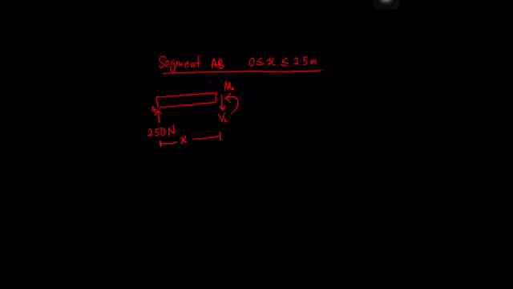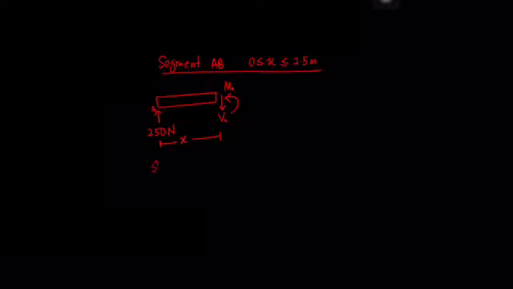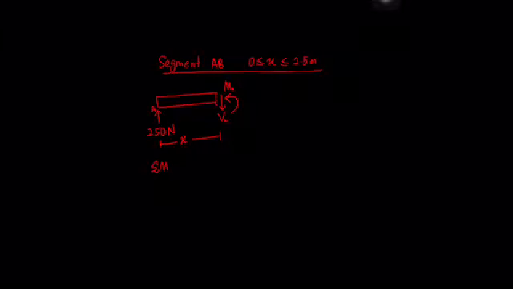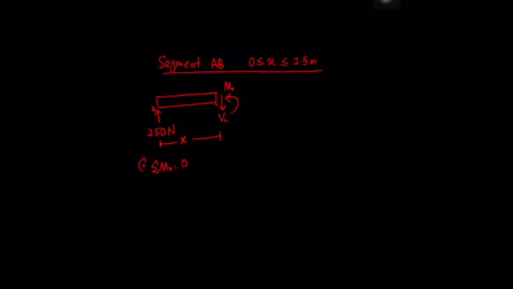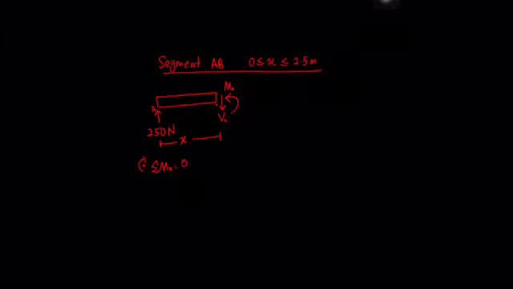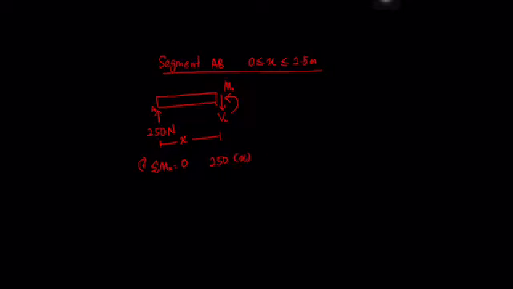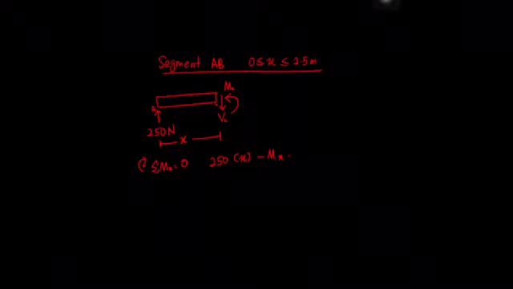So how to develop the equation? Then you have a summation moment. So I put it as a small x. Summation moment at x is equal to 0. Clockwise is positive. Then when you take moment at x, you have positive 250, the distance is x. And then what else? You have minus Mx is equal to 0.